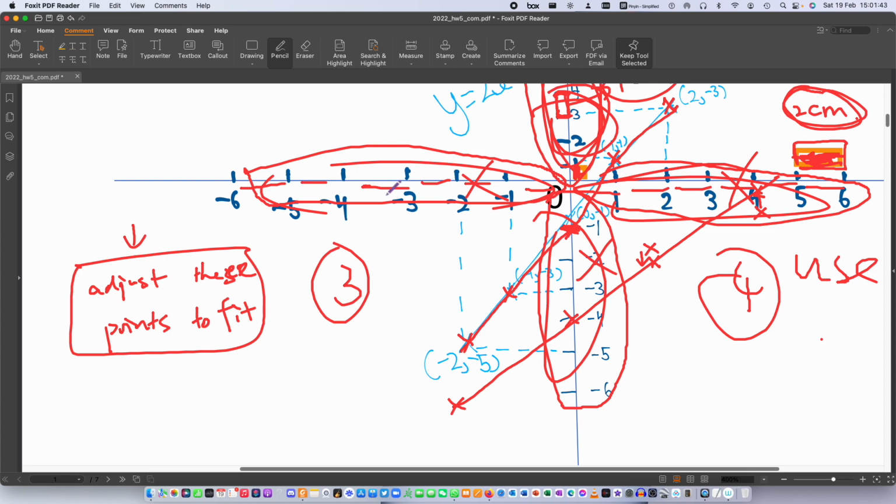Yes, make sure that your scale is not off by so much. Another good practice: do you have graph paper at home? Oh, graph paper, yes. You are supposed to use graph paper. So next time, if you have this question, what I suggest is to take a picture of the graph paper.